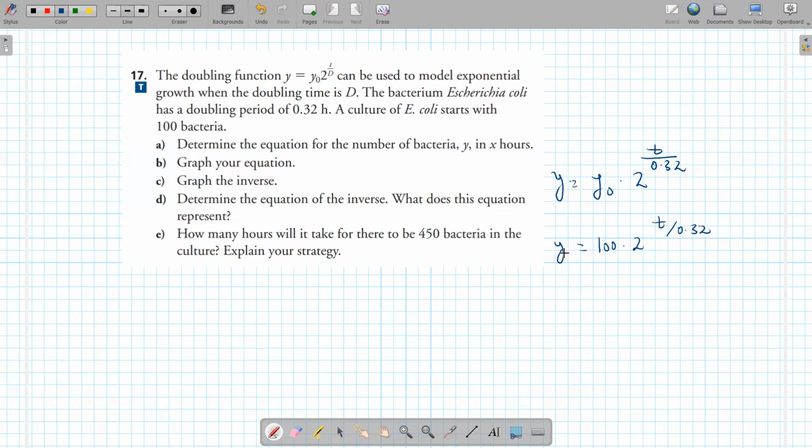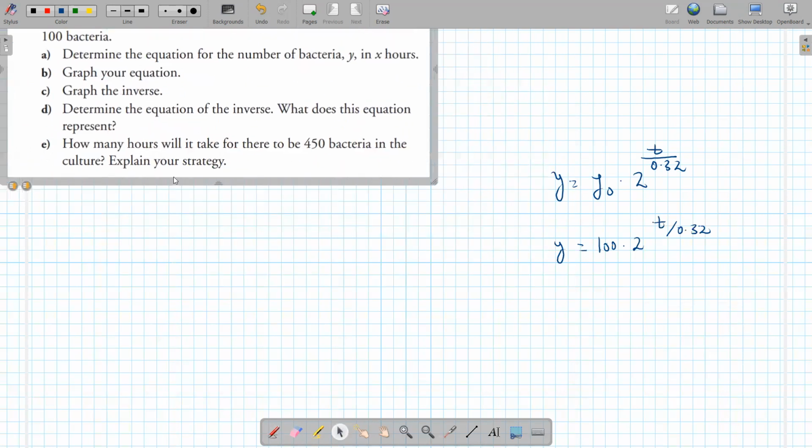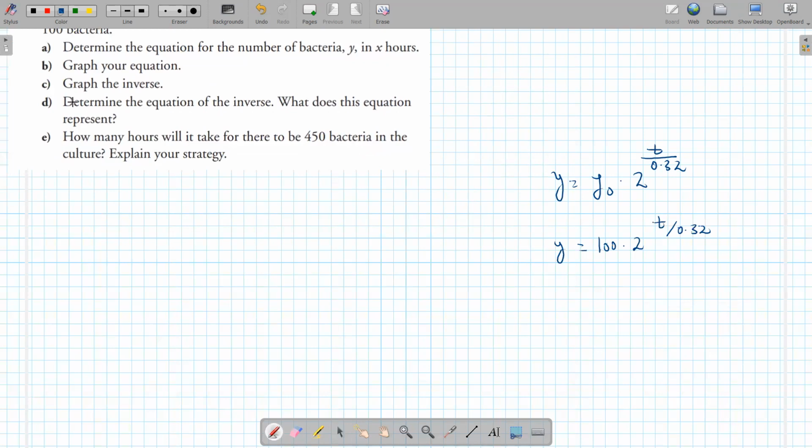We can graph this. We would need a table of values. I'm going to do the questions D to E, I guess, these two. I don't feel like using a table of values right now. So this is our equation. The goal is to come up with an equation for the inverse. I'm going to give you a quick example using a linear function, and then we're going to come up with the inverse of this function.